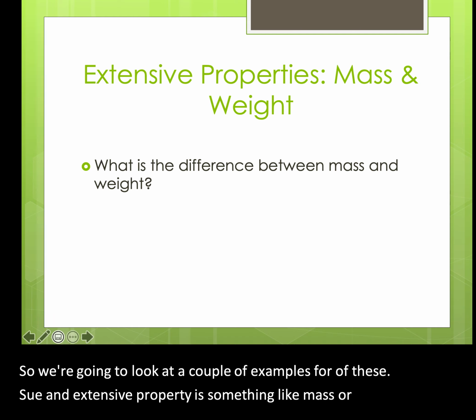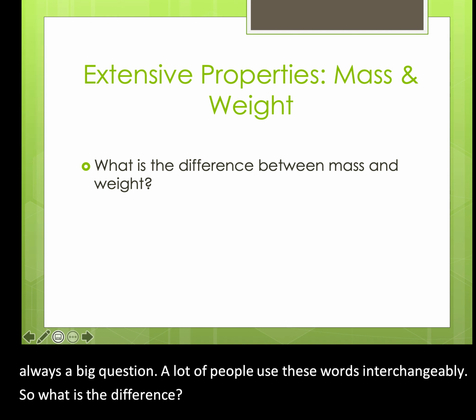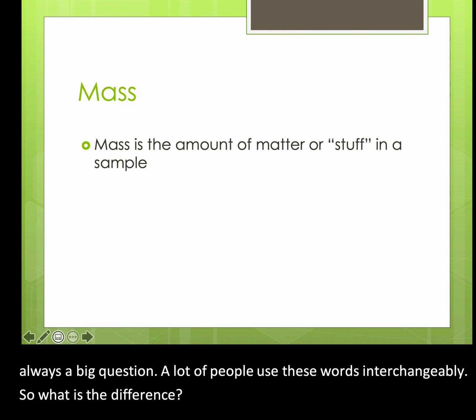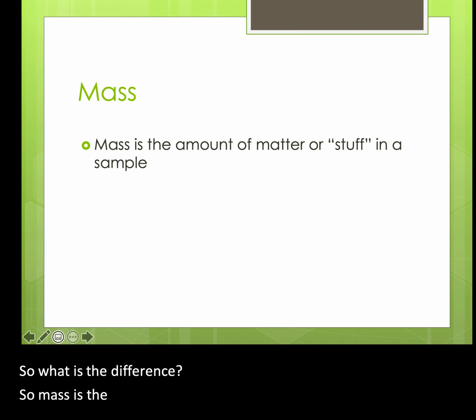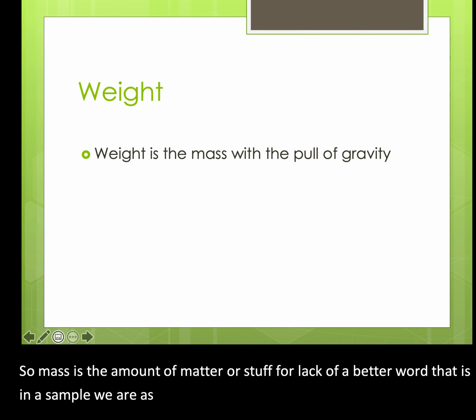So this is always a big question. A lot of people use these words interchangeably. So what is the difference? Mass is the amount of matter or stuff, for lack of a better word, that is in a sample. Whereas weight is mass with the pull of gravity.